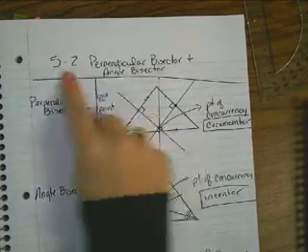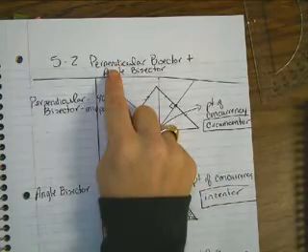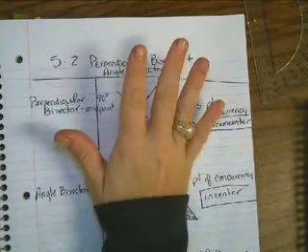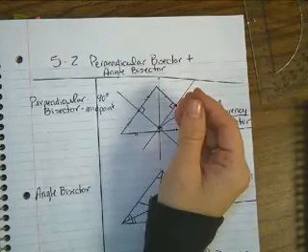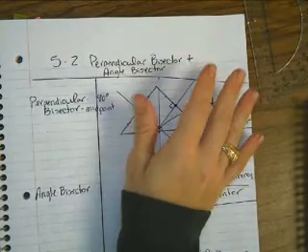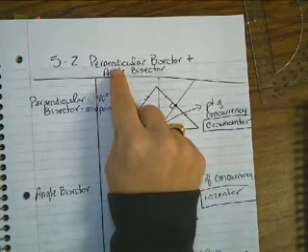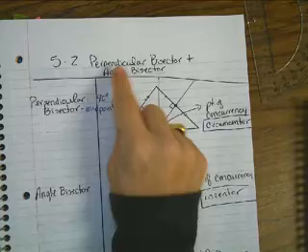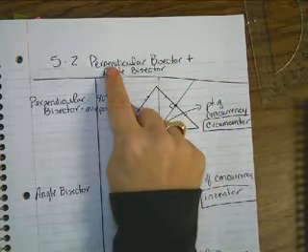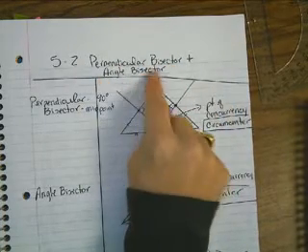Alright, this section, again, we're in Unit 4, and we're talking about special segments in triangles and special properties of triangles. So everything we're doing in this unit has to do with triangles and the properties that they have. Alright, so two special segments are perpendicular bisectors and angle bisectors.